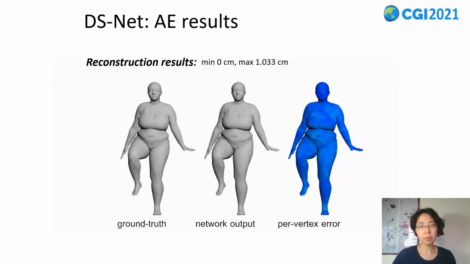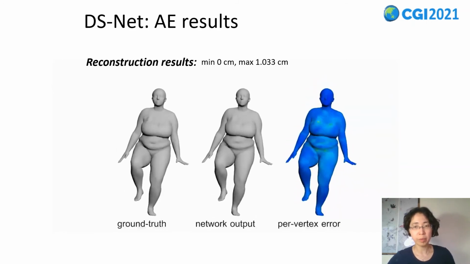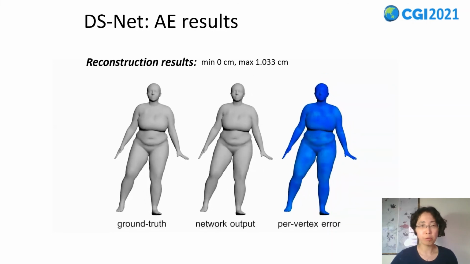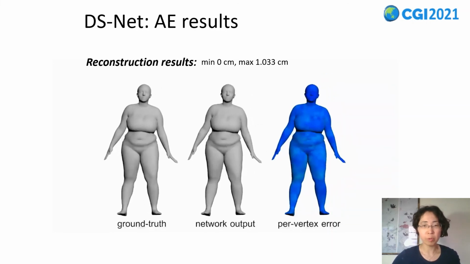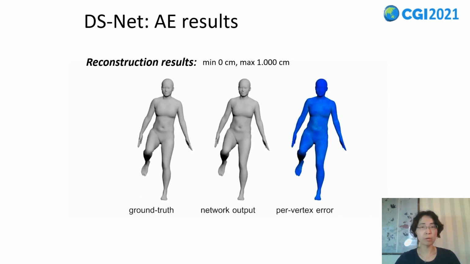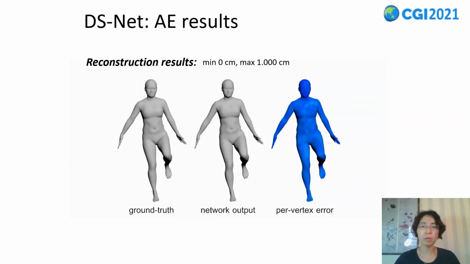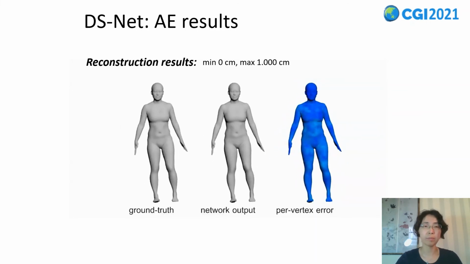This video demonstrates the reconstruction results by our autoencoder. From left to right: the ground truth, the network output, the output of the autoencoder, and the per vertex error coded in color map. Other reconstruction results are shown in this video. The maximum error has been 1 centimeter in this case.